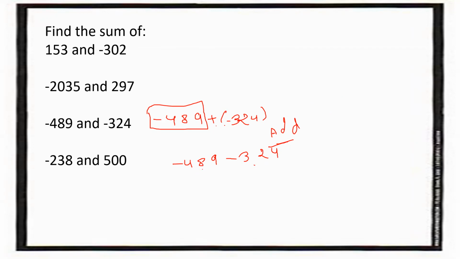If you add 489 and 324, then what will you be getting? Wait for me. This is okay. You will be getting minus 813. You will be getting minus 813.